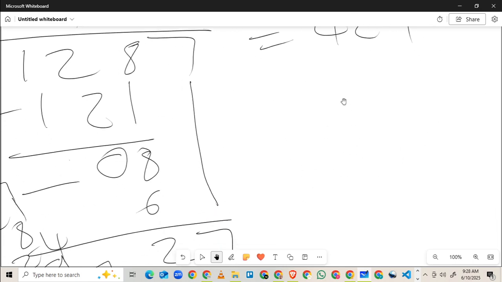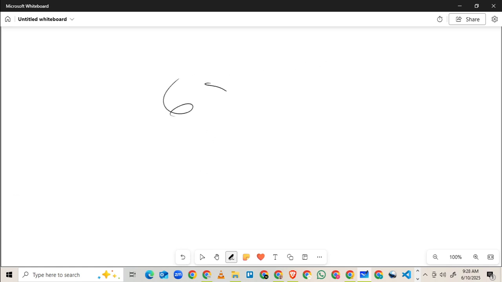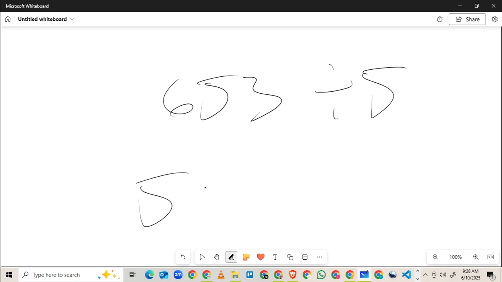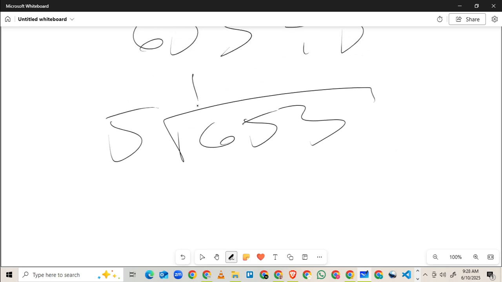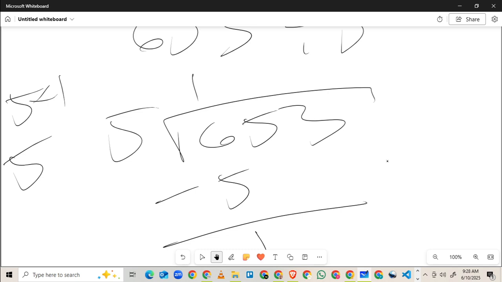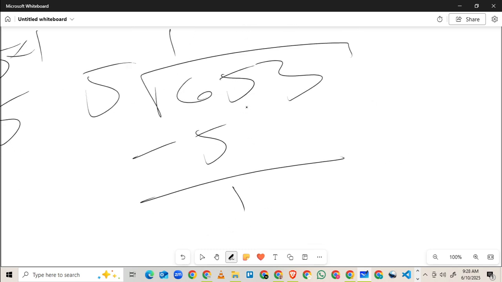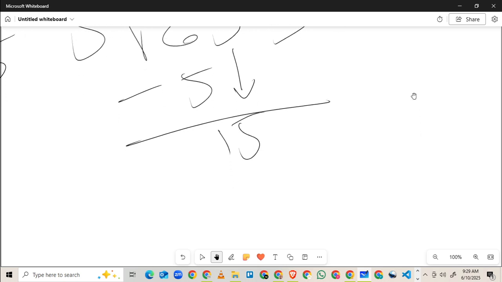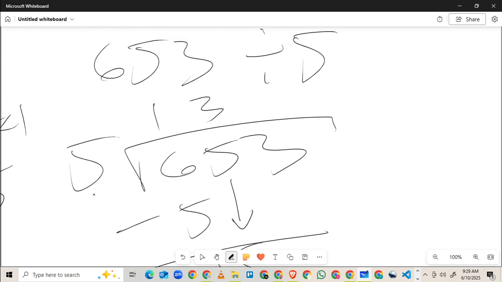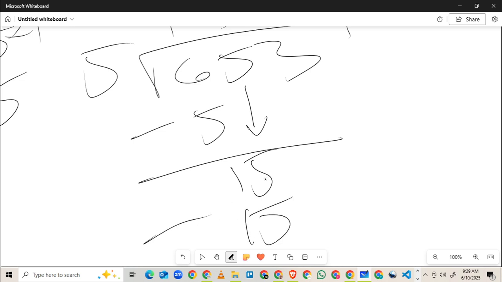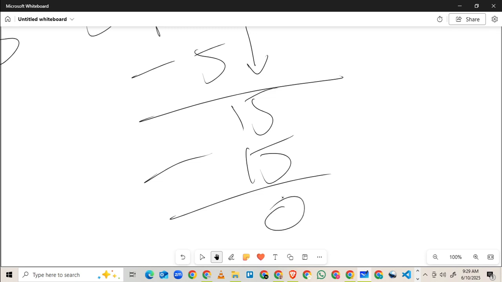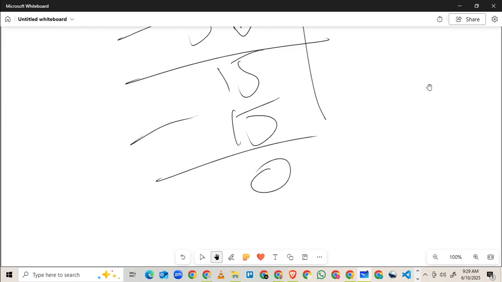So let's look at an example that has a remainder. So let's say we have 653 divided by 5. Right, so let's see, how many times does 5 go into 6? Once. 5 times 1 is 5, right? 6 minus 5 is 1. Now we're going to bring down the 5. How many times does 5 go into 15? 3 times. And 3 times 5 is 15. 15 minus 15 is 0. Then we're going to bring down the 3, right?